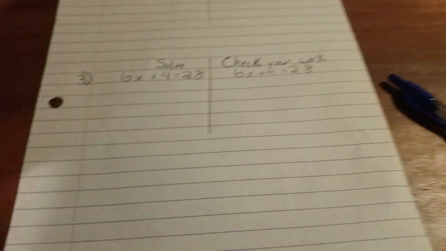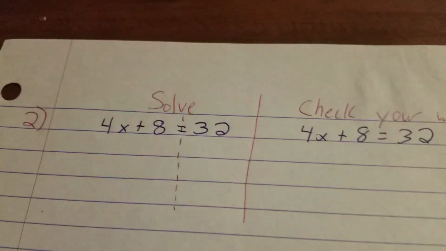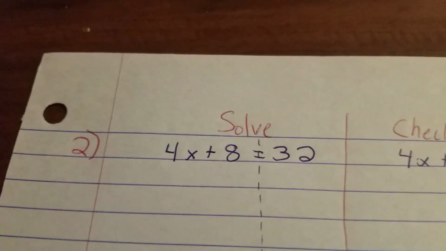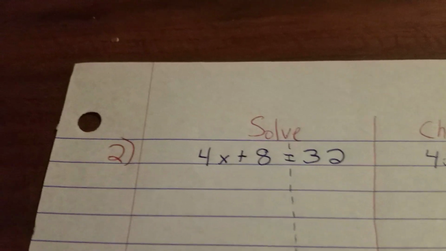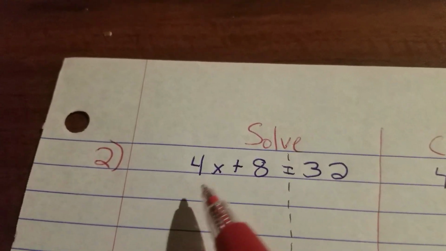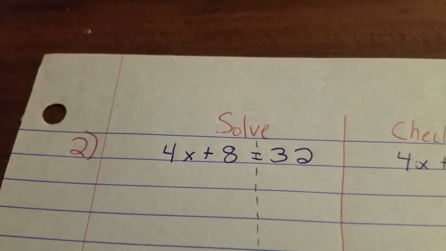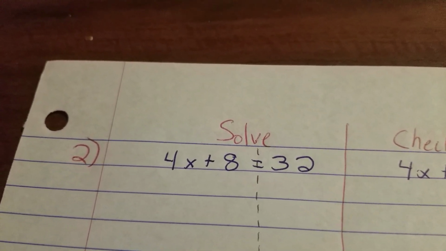All right? We have 2 more problems that we will do together, and then you guys will do some on your own. All right? So here we go. We're going to solve first, and then we're going to check our answer. The equation is 4x plus 8 equals 32. Now remember, we're always looking for which operations first.